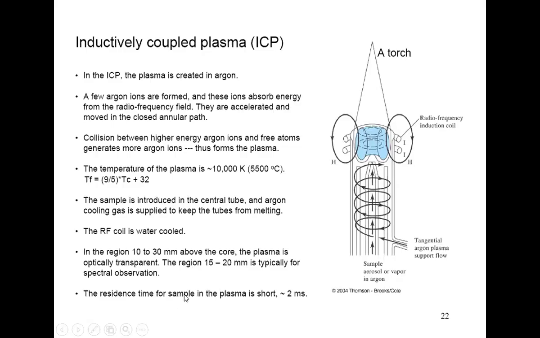And now let's see. You notice the residence time. The residence time for the sample in the plasma is very short. How short? You see that? 2 milliseconds. Milliseconds is short enough. But there is that quick ionization. And so you would see that sort of the sample colliding with the argon.